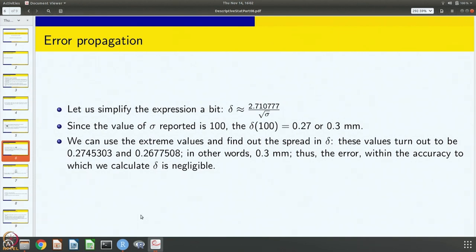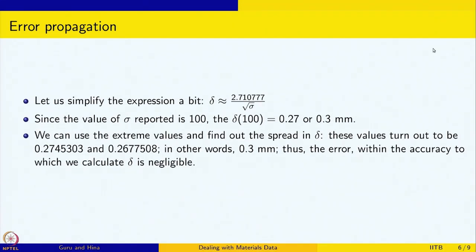Now, the value of sigma is reported as 100. So, if you calculate delta for 100, you get 0.27 or it is 0.3 millimeter. Now, you can use the other extreme values that you have. Let us say that you have values like 97.5 and 102.5. You can again substitute these values in this expression and you find that value turns out to be 0.2745 and 0.2677. In other words, they also happen to be 0.3 millimeters, right. We are not going to measure beyond this accuracy, let us say. Then all the three values happen to be 0.3. So, the error within the accuracy to which we calculate delta becomes negligible.